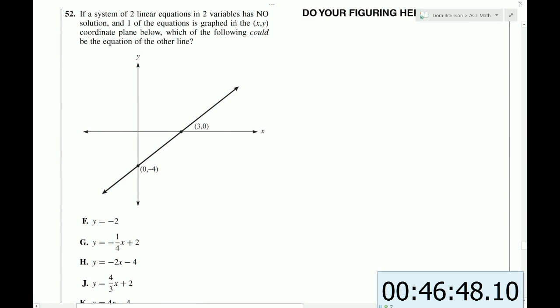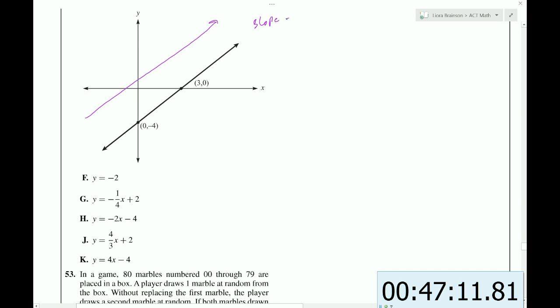A system of two linear equations in two variables has no solution, and one of the equations is graphed. Which of the following could be the equation of the other line? The other line would have to be parallel, because no solution means no intersection point. If we can determine the slope of the original line, we know the other one would have the same slope. Slope formula is change in y over change in x. The change in y is that it went up 4, and the x went up 3. So we're looking for a 4/3 slope, so the only one that has that is J.